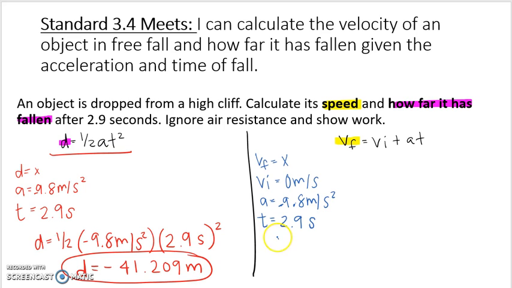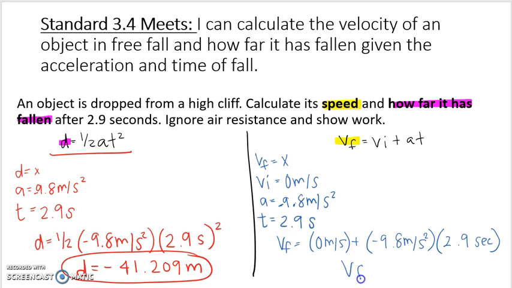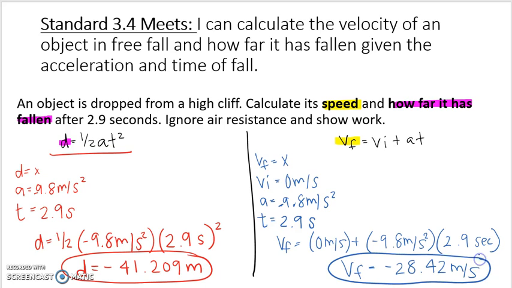Now let's plug some information in. VF is equal to 0 meters per second plus a negative 9.8 meters per second squared times 2.9 seconds. When I plug this into my calculator for VF, I get a total of negative 28.42 meters per second. Make sure you have your right units on any answers that you provide.